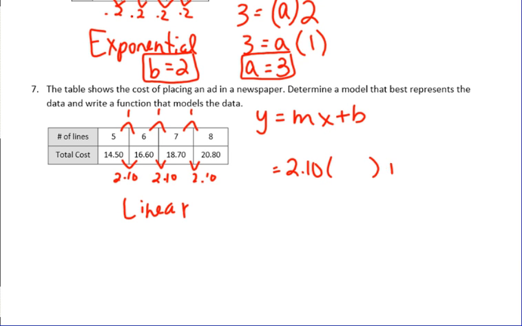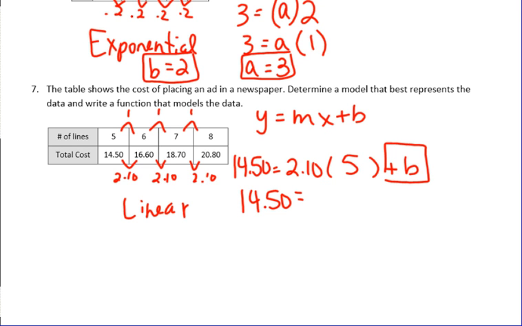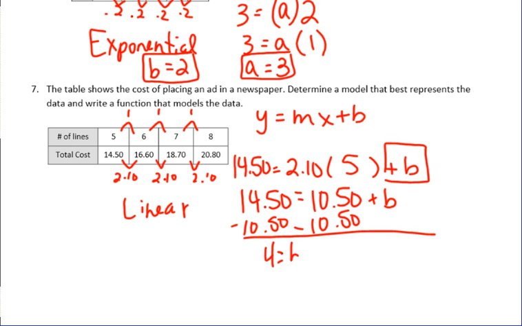I'm going to pick a value from the table, x and y, plug it into here, and that's going to leave me with one variable to solve for, which is b. So x is 5 newspapers, y is 1450. So I solve this. 1450 equals 1050 plus b. Subtract 1050 on both sides. I get 4 equals b. So now I can write the equation y equals my slope 210x plus 4 is my equation that represents that data.